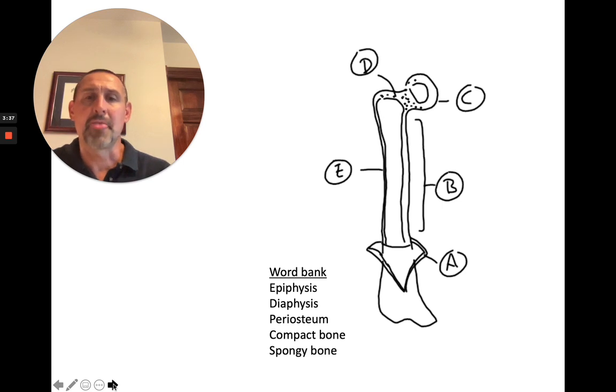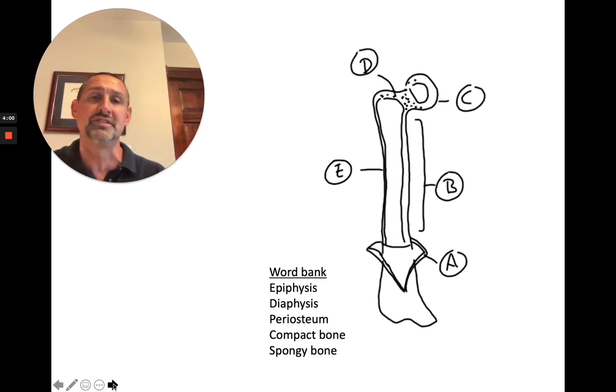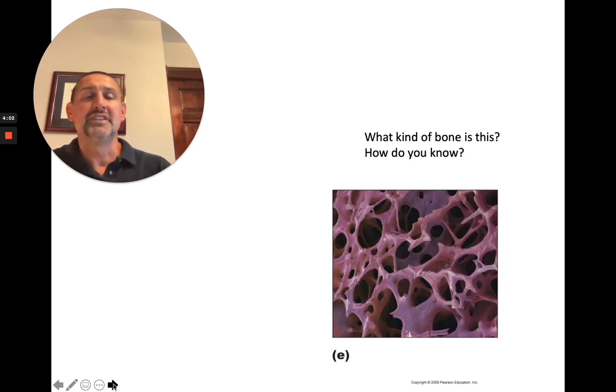Here's a picture of some bone. The epiphysis is the end of the bone. Sometimes we refer to it as the growth plate because that's where the growth plate is located. The diaphysis is the shaft of the bone. Periosteum is like a wrap that goes around the bone. Compact bone is typically on the outer parts of the bone, whereas spongy bone is typically in the center that runs along the more deep parts of the bone. Here's a great example of spongy bone. The reason we know it's spongy is because there's a lot of openings or pores in the bone.